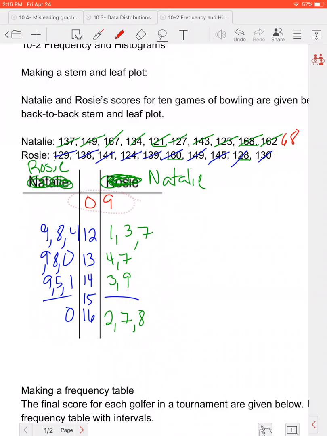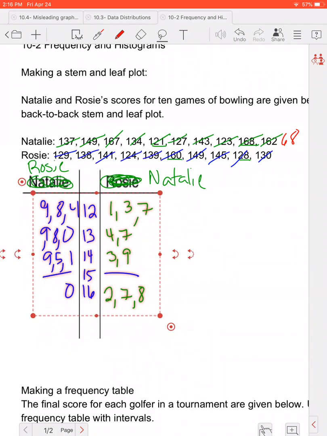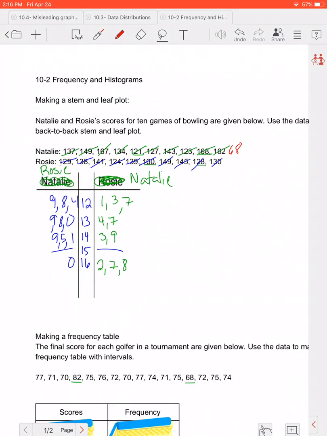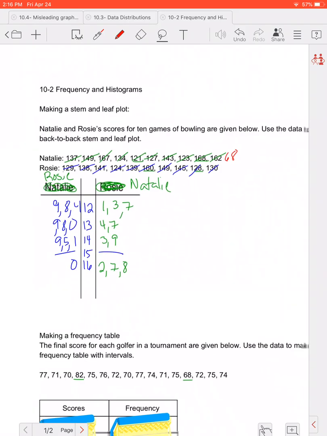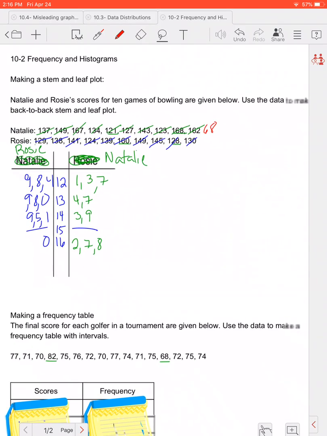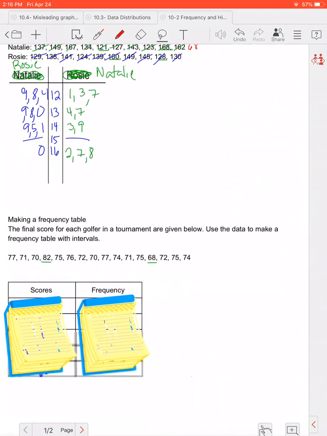So that's kind of a review. We learned this in Math 7, just to kind of remind you of what a stem and leaf plot is. This is a double stem and leaf plot, or a back-to-back stem and leaf plot. Sometimes they're called different names. Okay, next thing we're going to do, and I'll leave that up so you can pause it and catch up if you need to, we're going to make a frequency table.